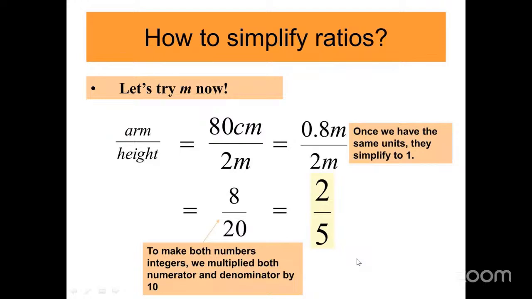So let's try meter now. Arm height equals 8 centimeter and 2 centimeter equals 0.8 meters and 2 meters. Once we have the same unit, they simplify. So 0.8 meters over 2 meters equals 8 over 20, which is simplified and gets to 2 over 5.